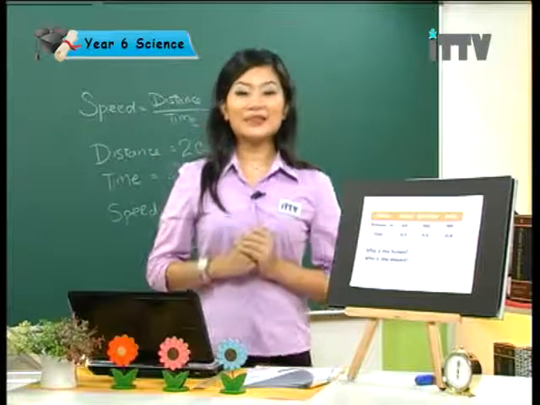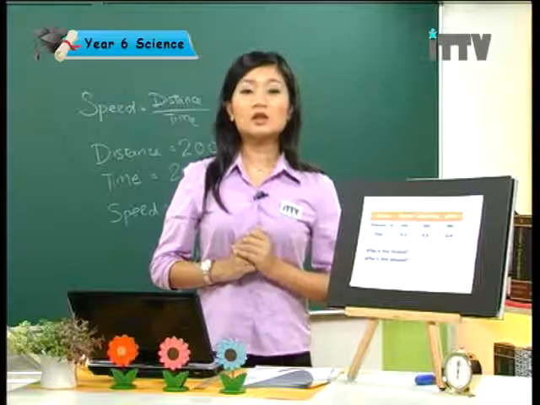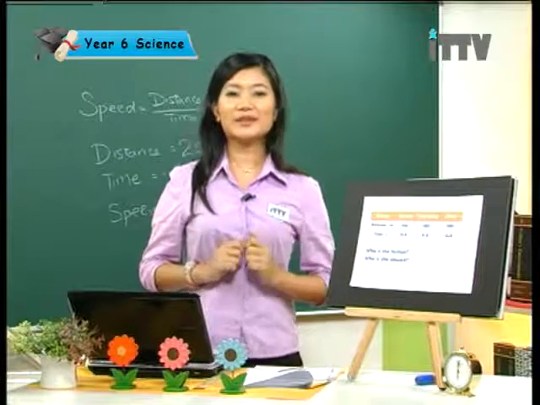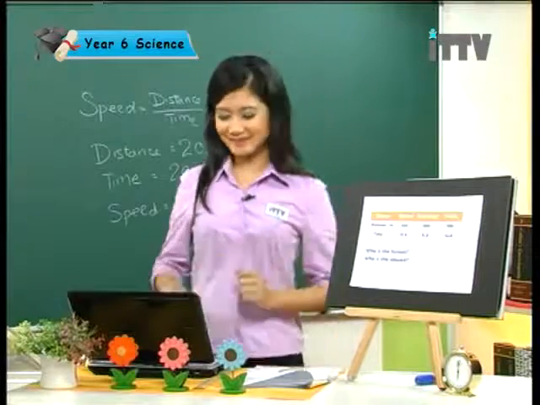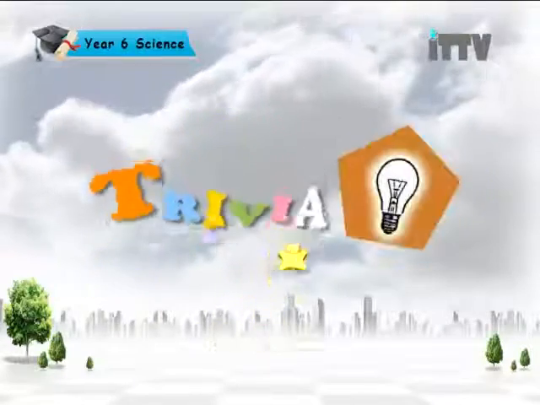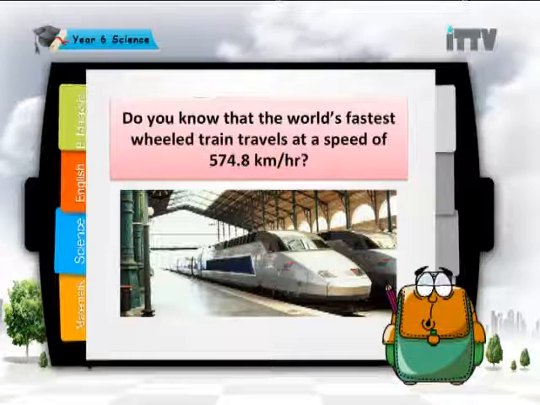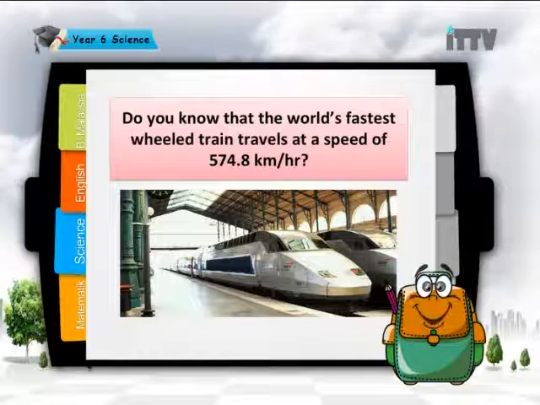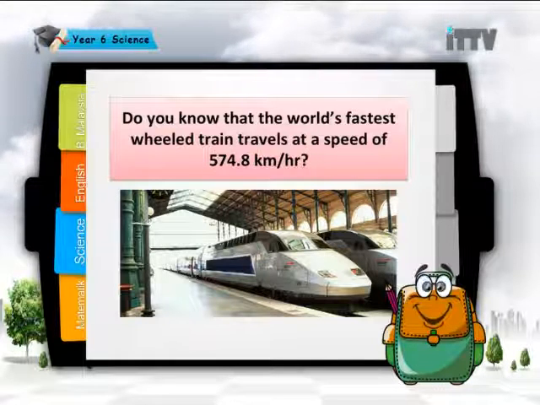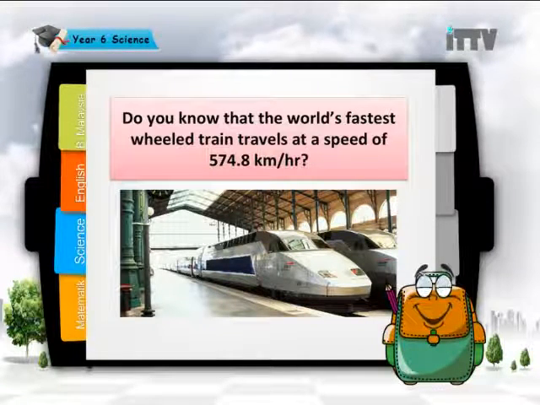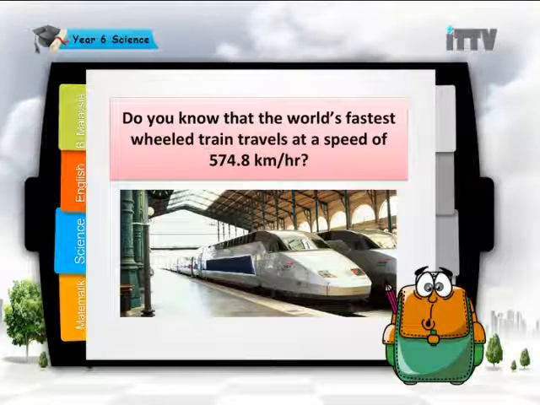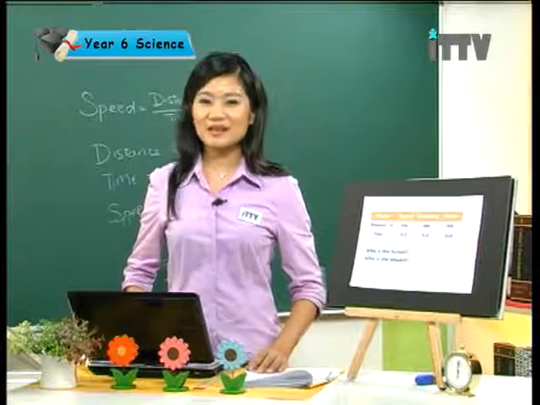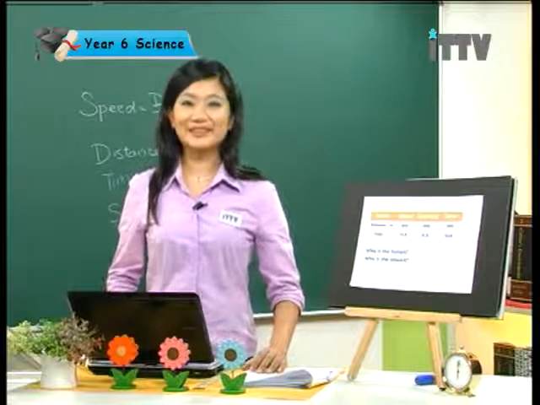Okay, we have finished the vocabulary section. Now, to let you know more about some other things, we are going to the trivia part. Boys and girls, do you know that the world's fastest wheeled train travels at a speed of 574.8 kilometers per hour? Wow, that is fast.